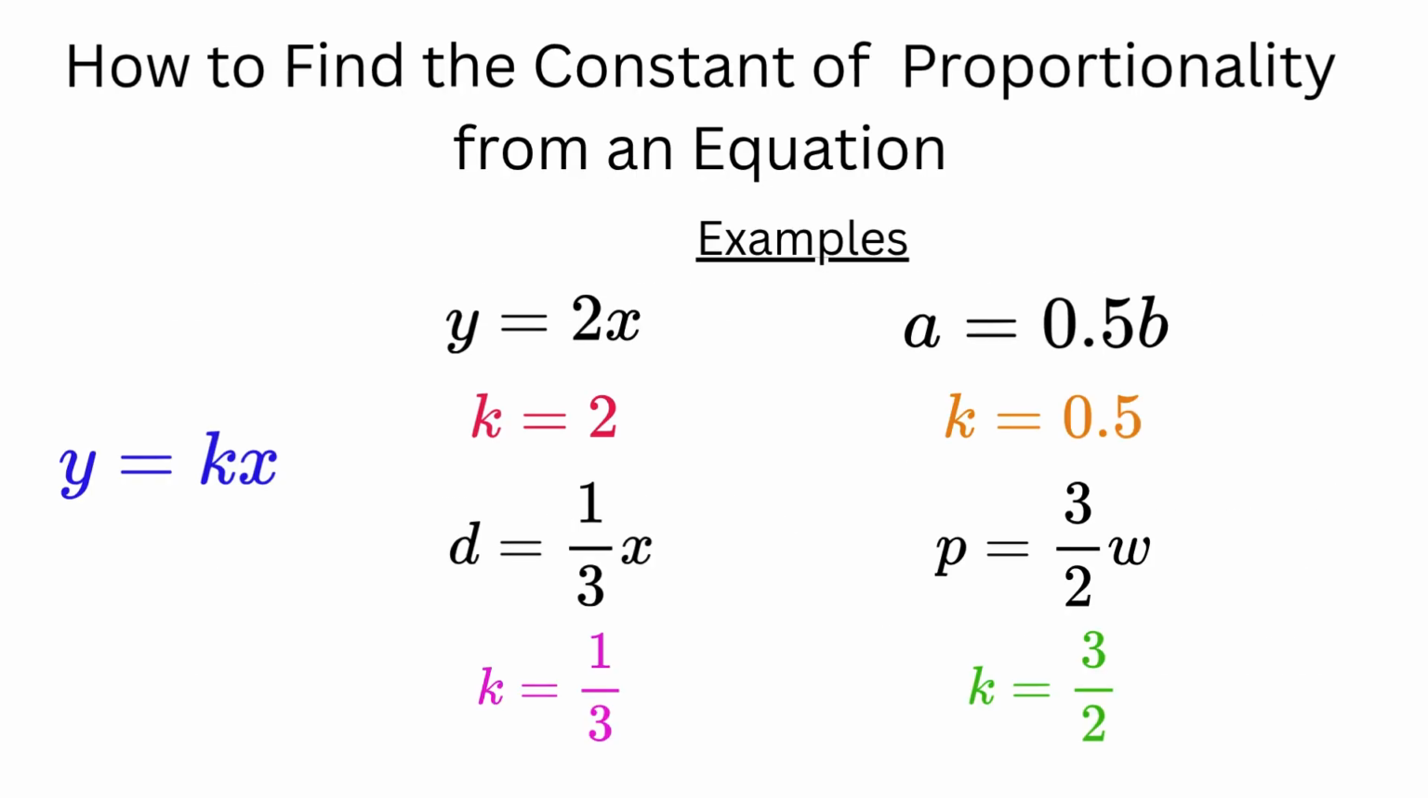Let's look at these four examples. Y equals 2x, the K is just 2. A equals 0.5b, K equals 0.5. D equals 1/3 x, K is 1/3. P equals 3/2 w, K is 3/2.